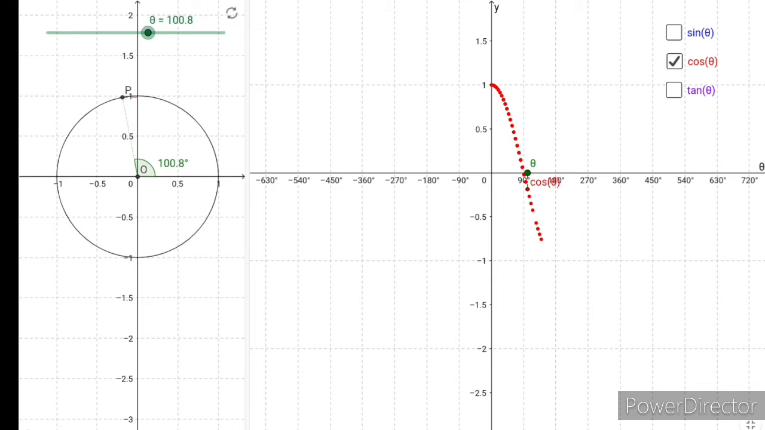What happens after 90? If you observe, after 90, cos theta becomes negative. Why? Because this length of red line is on the left hand side of the y-axis. We have seen that when it is on the left hand side of the y-axis, the length is negative because the coordinates of x are negative, whereas when it is on the right hand side, the coordinates of x are positive. So the length, which is the length of this dotted red line, is negative of something. So it becomes negative after 90.